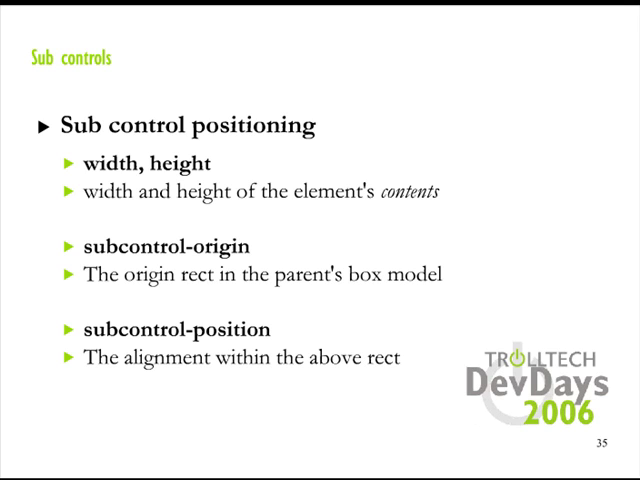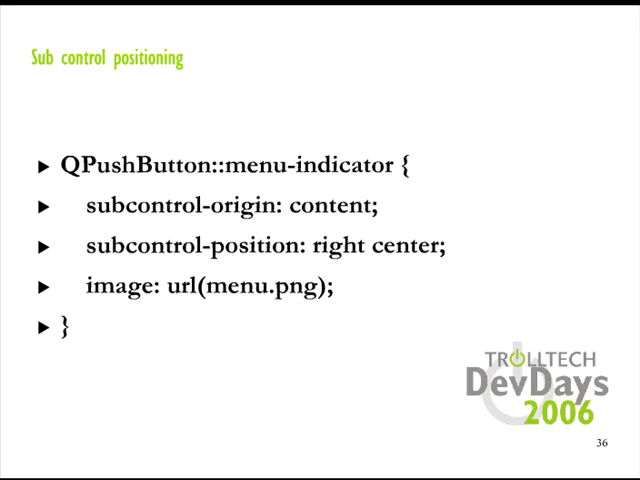Subcontrols have a width and height. What you basically do is you start out by, it's like a parent-child relationship. The subcontrol says, I want my origin of reference to be this rectangle in the parent widget. So for example, it's better to have an example. For example, this one. What we say is that the subcontrol's origin is the contents rect, and we say that the subcontrol should be positioned at the right center of the contents rect.